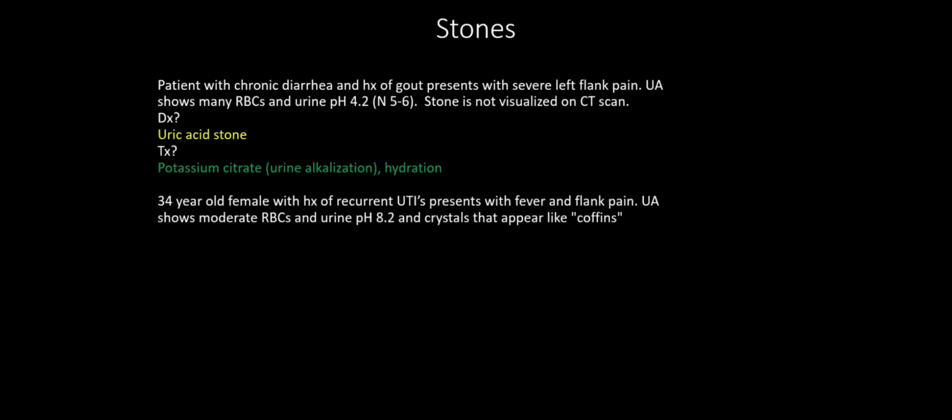So now let's switch gears. You have a 34-year-old female, history of recurrent UTIs, with fever and flank pain. UA shows RBCs once again, now an alkaline urine pH, and crystals that appear shaped like coffins. What's your diagnosis now, Mike?